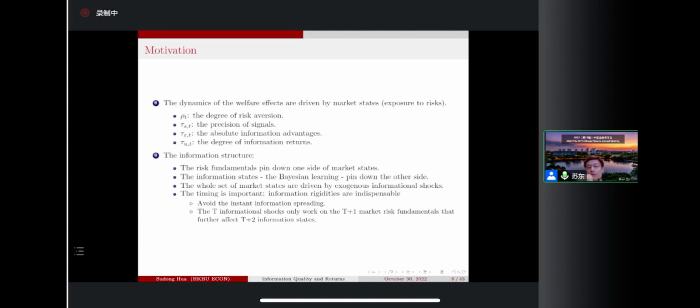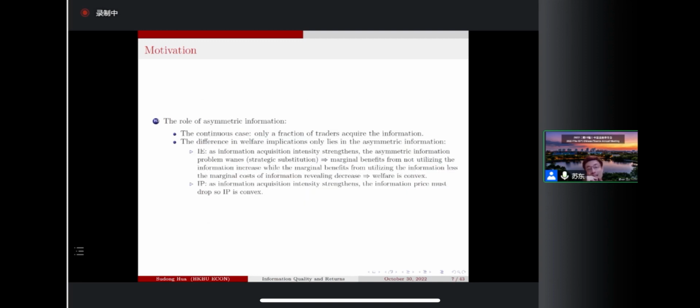So I have a graph I will show you shortly about the information rigidities. Then the last part: if I'm looking at the continuous case and the role of asymmetric information turns on, the intuition is still about the IE and IP, but it's a bit different. As the information acquisition intensity strengthens, the asymmetric information problem wins. But this is based on the assumption of strategic substitution.